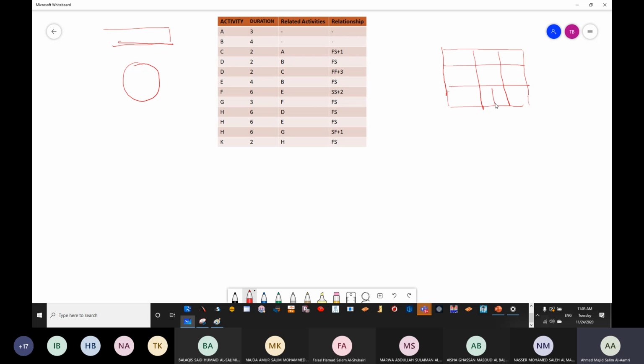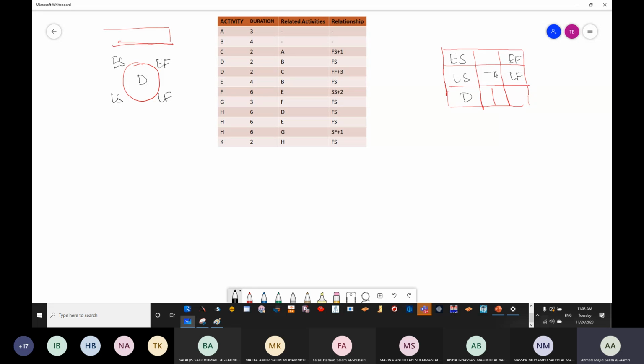Okay, this is the box that we are going to use. Here we have early start, like whatever we had in the ADM. Here we have early finish. Here we have late start, late finish. Here we have the duration.